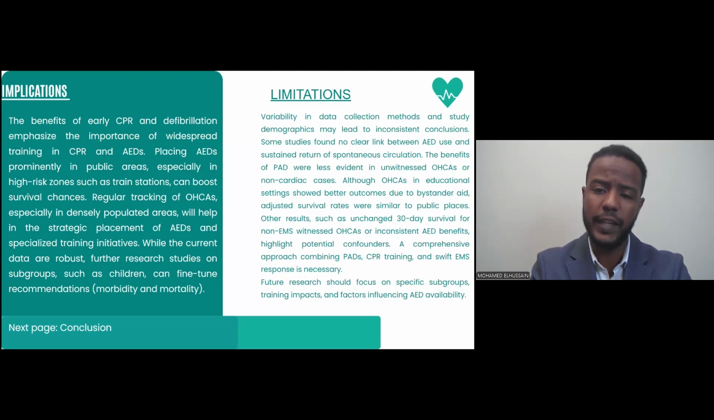Although OHCAs in educational settings showed better outcomes due to bystander aid, adjusted survival rates were similar to public places. Other results, such as an unchanged 30-day survival for non-EMS witnessed out-of-hospital cardiac arrest or inconsistent AED benefit, highlight potential confounders. A comprehensive approach combining PADs, CPR training, and swift emergency medical service response is necessary. Further research should focus on specific subgroups, training impact, and factors influencing AED availability.